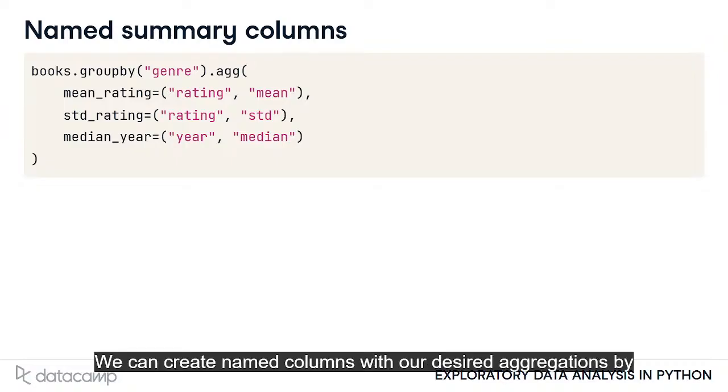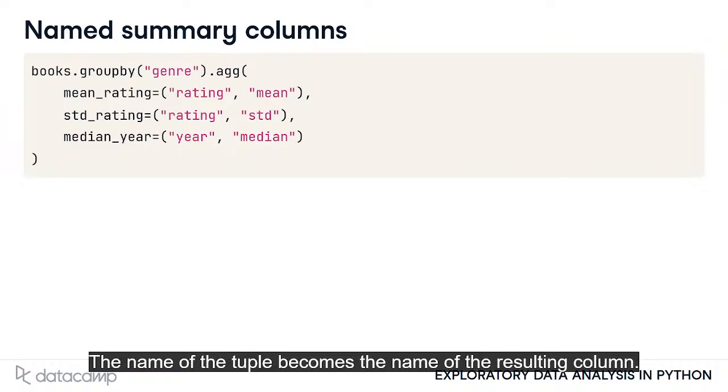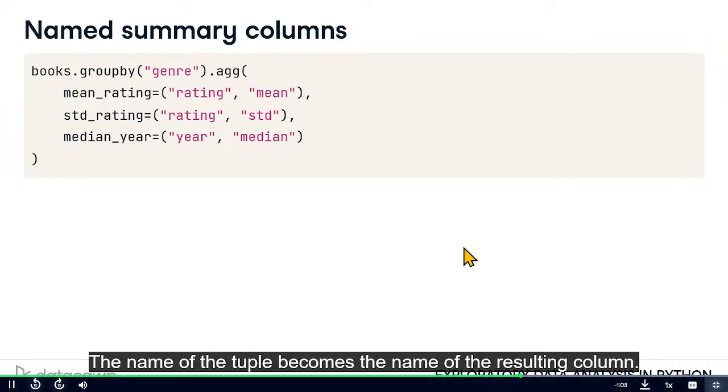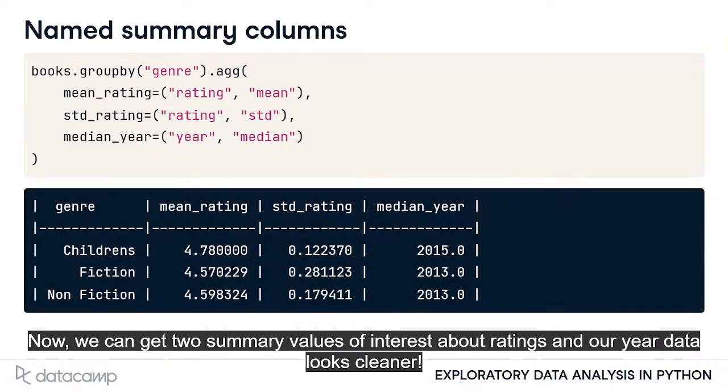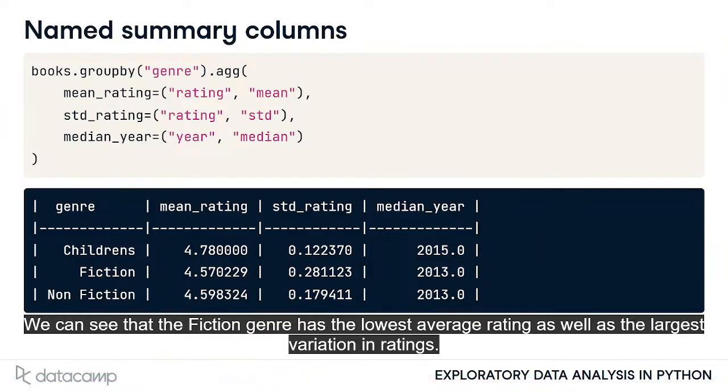We can create named columns with our desired aggregations by using the .agg function and creating named tuples inside it. Each named tuple should include a column name followed by the aggregating function to apply to that column. The name of the tuple becomes the name of the resulting column. Now, we can get two summary values of interest about ratings, and our year data looks cleaner. We can see that the fiction genre has the lowest average rating, as well as the largest variation in ratings.